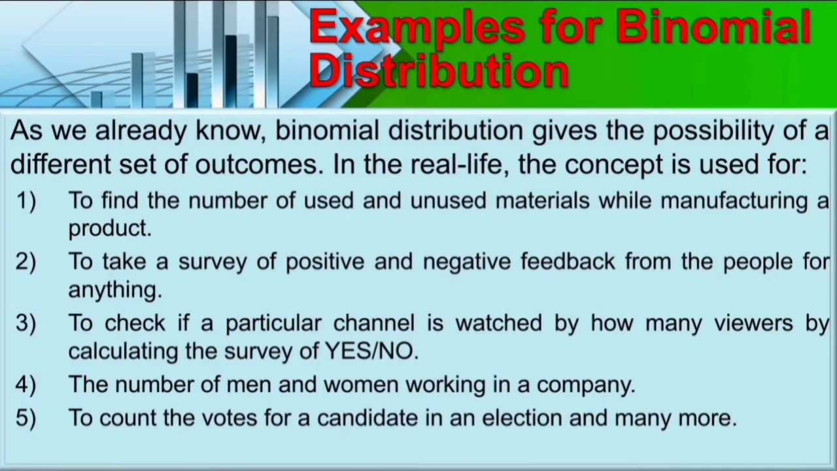Examples for binomial distribution. As we already know, binomial distribution gives the possibility of a different set of outcomes. In real life, the concept is used for number 1, to find the number of used and unused materials while manufacturing a product. Number 2, to take a survey of positive and negative feedback from the people for anything. Number 3, to check if a particular channel is watched by how many viewers by calculating the survey of yes or no. Number 4, the number of men and women working in a company. And number 5, to count the votes for a candidate in an election, and many more.